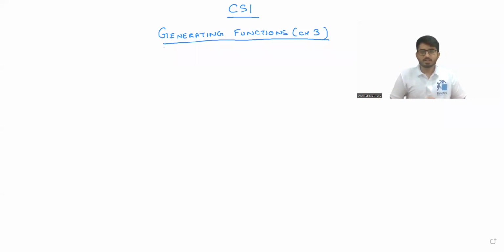So in today's class, we shall be starting with generating functions, which is basically the third chapter of CS1. Here, what we're going to look at is certain tools or certain functions which we define and which can be further used to calculate various quantities of a probability distribution in a more efficient manner. So we will be using certain functions, as the name suggests, generating functions. We'll see there are a few types of it.